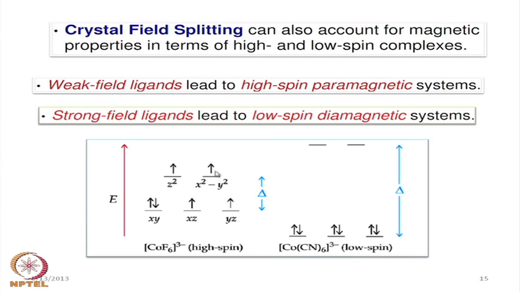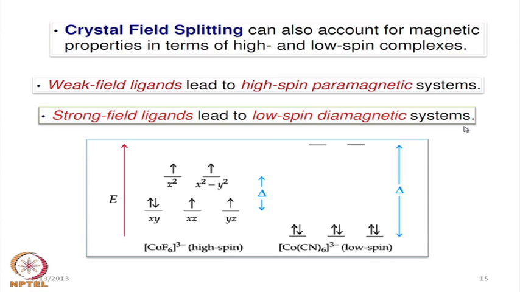Since the delta value is less, because fluoride, we all know, is on the left hand side of the spectrochemical series after iodide, bromide, chloride, it can have a low delta value, giving rise to a high spin situation. Compared to this, the cyanide ligand is from the extreme right hand side of the spectrochemical series, where the delta value is very high, and we get only the low spin compound.